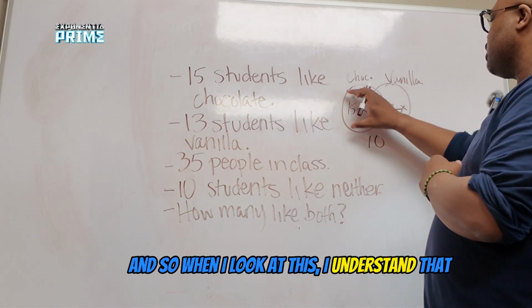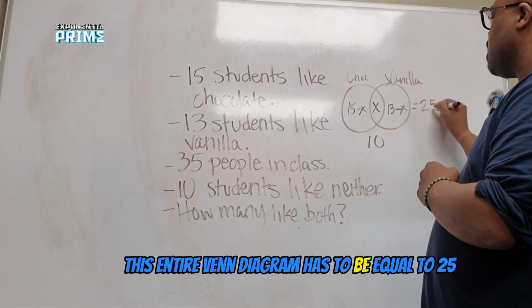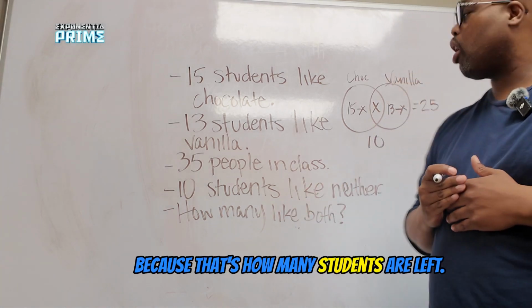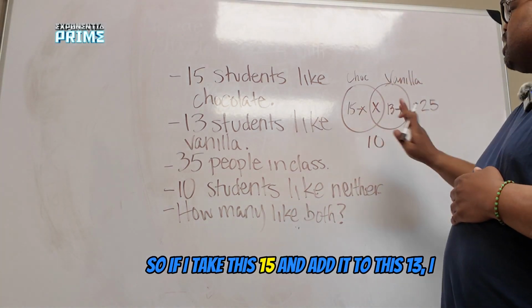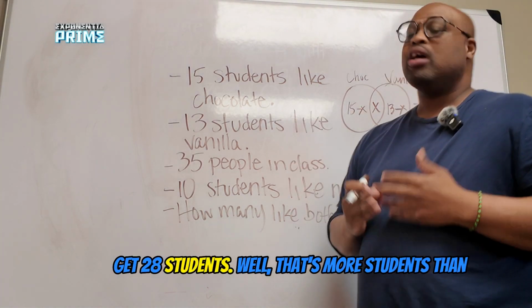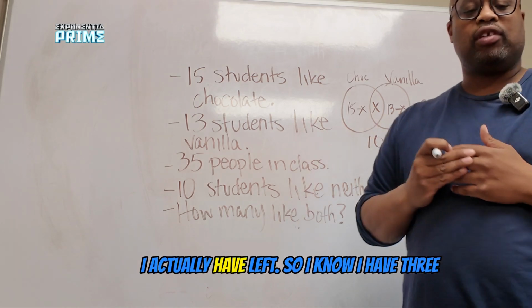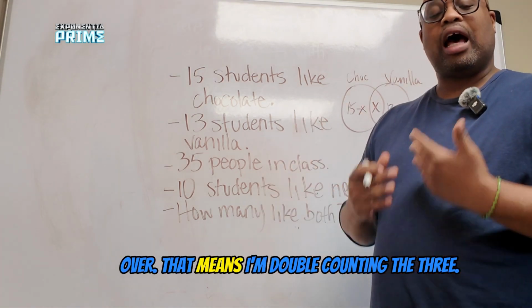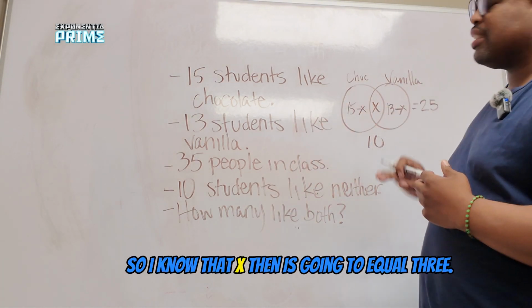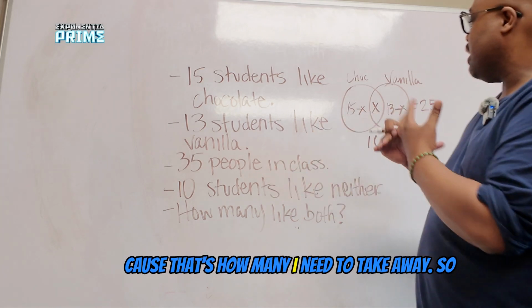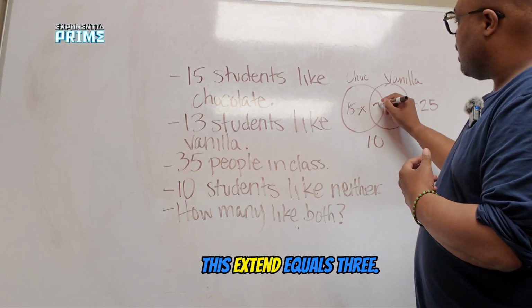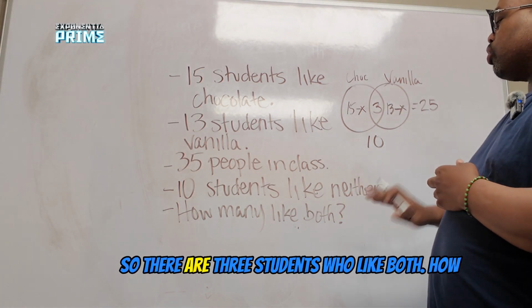When I look at this, I understand that this entire Venn diagram has to be equal to 25, because that's how many students are left. If I take this 15 and add it to this 13, I get 28 students. Well, that's more students than I actually have left. So I know I have 3 over. That means I'm double counting the 3. So I know that X is going to equal 3 because that's how many I need to take away. So this X equals 3. So there are 3 students who like both.